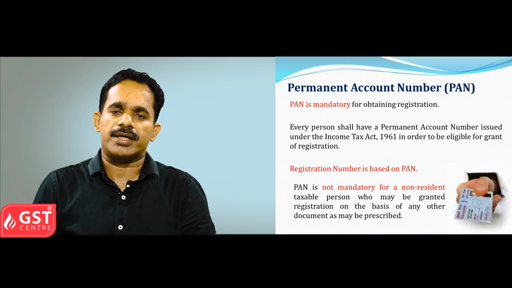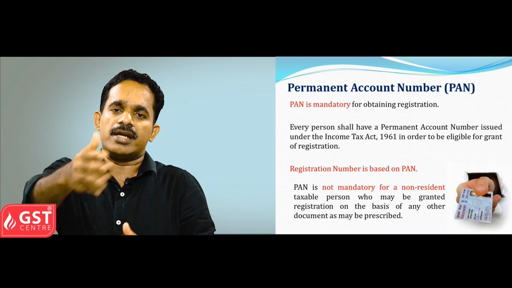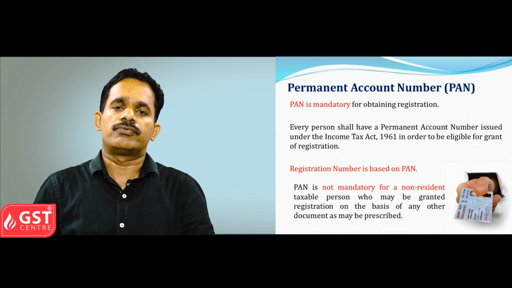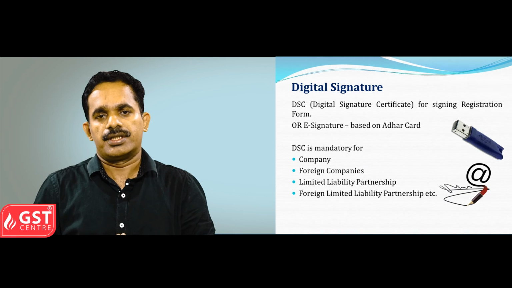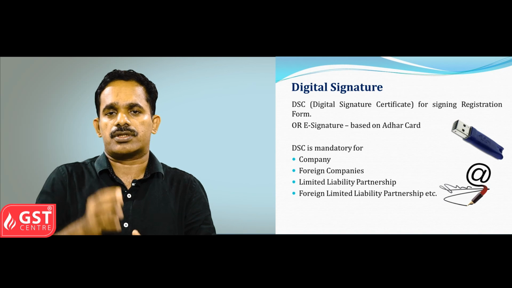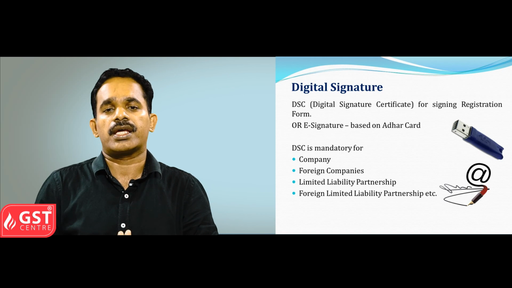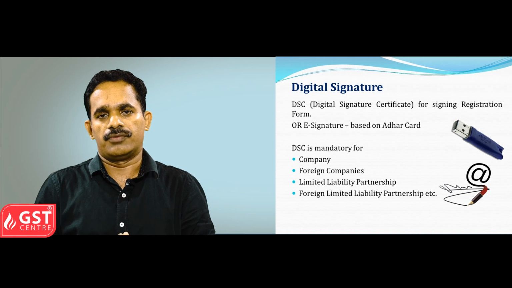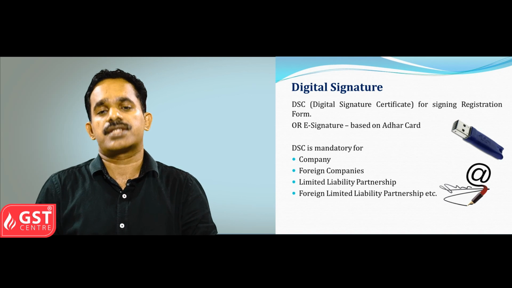But they have to provide the necessary documents mentioned as per the GST law other than PAN, and that should be provided to the government for getting registration. Another requisite for the registrant is the digital signature. Digital signature should be used for signing the registration form that has to be furnished for taking registration. There are alternative mechanisms, including e-signature based on Aadhaar card, that can be used instead of digital signature.